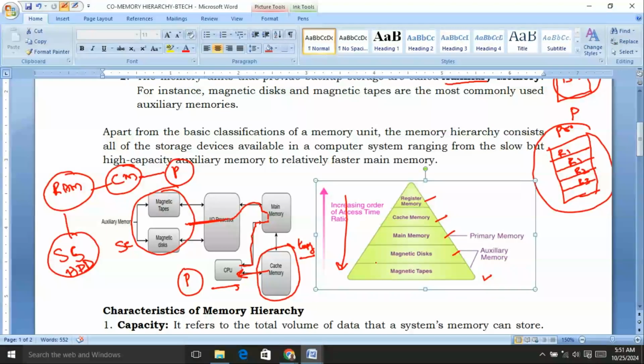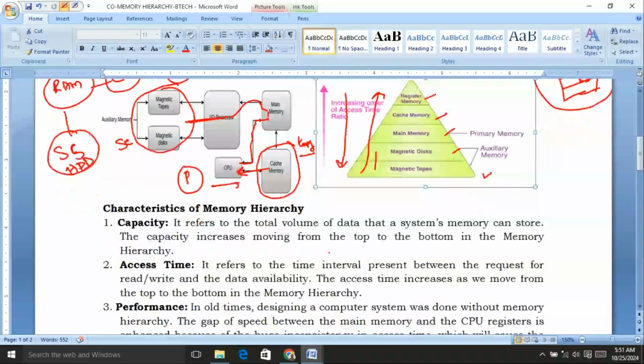Magnetic tapes and magnetic disks actually store huge volumes of data. Again, in the same way, we are going to go from the bottom to top, as the speed of accessing increases. So I am going to write the same thing. Capacity refers to the total volume of data a system memory can store; then access time and performance.